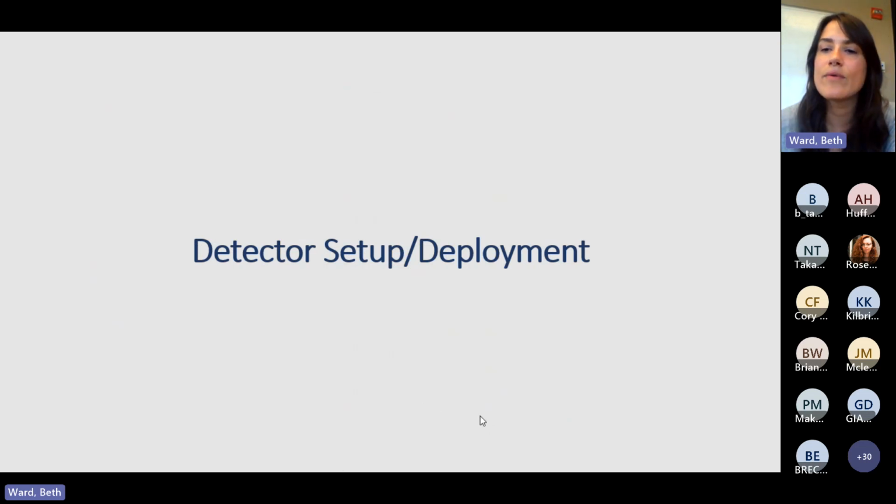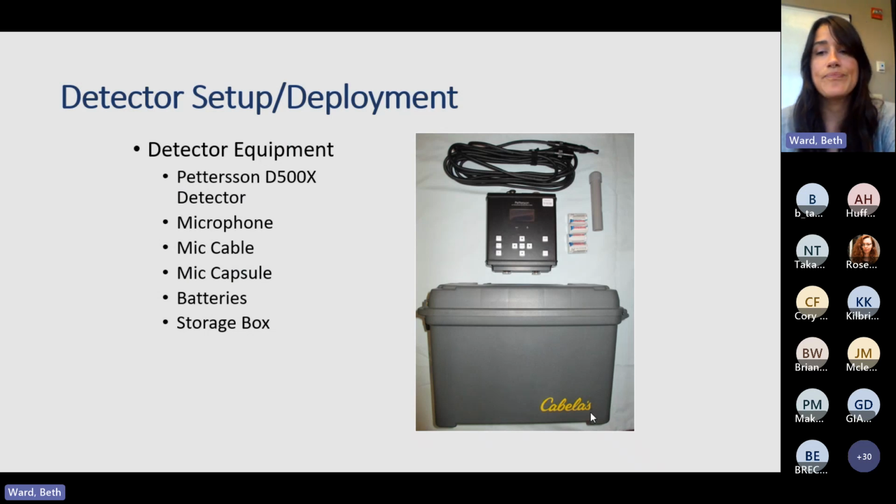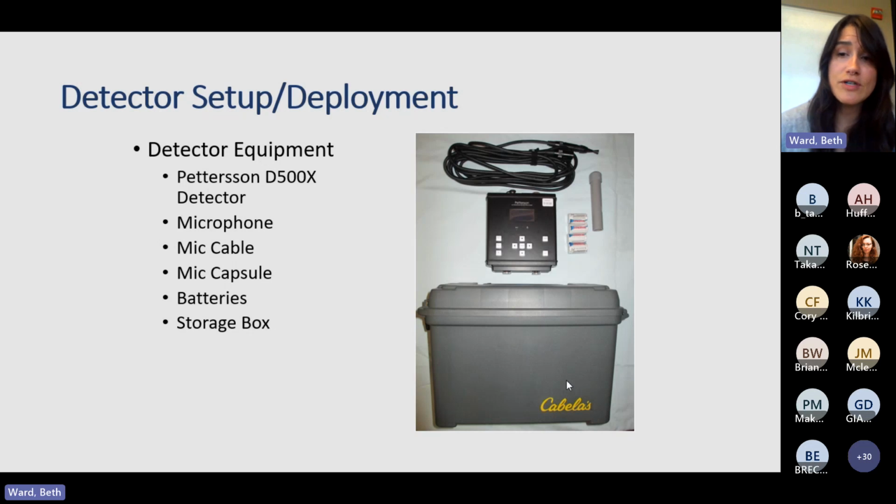Now I will talk about the equipment that we use here at the Northwest Bat Hub, and I know many of our partners use the same equipment, and then the steps to deploy the detector. We use Pedersen D500X detectors, and we have a microphone, a mic cable, a mic capsule, which protects the mic when not in use, batteries, and then a storage box.